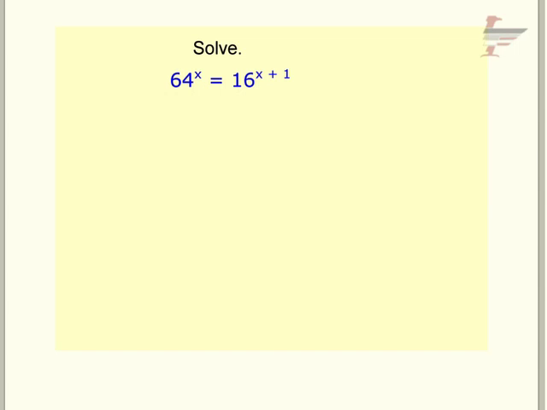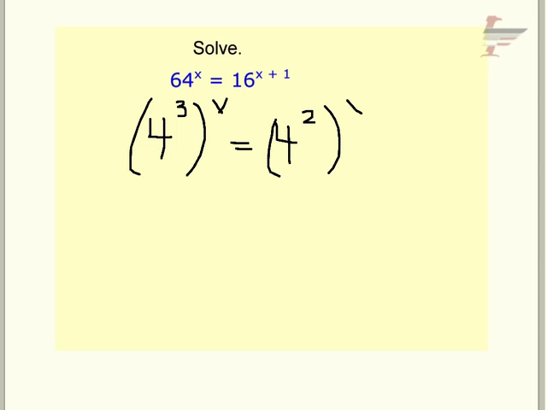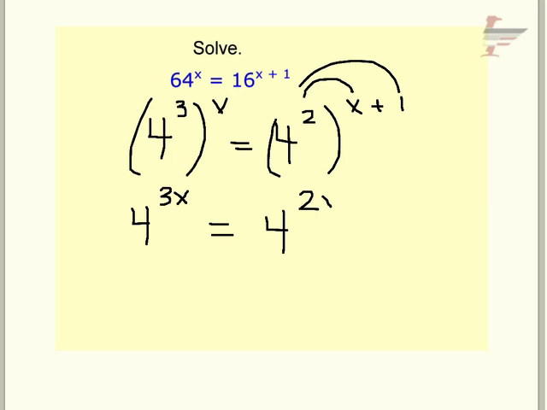So if I rewrite, 64 is really 4 cubed, and that's still to the x power. 16 is really 4 squared, and that's still to the x plus 1. So again, I didn't change the problem because 4 cubed is still 64 to the x, and 4 squared is still 16 to the x plus 1. Then you know power on a power, I distribute, so 4 to the 3x, and then I'm going to distribute the power of 2 here, so it's going to be 4 to the 2x plus 2. Easy to forget to distribute that all the way through, so be careful.